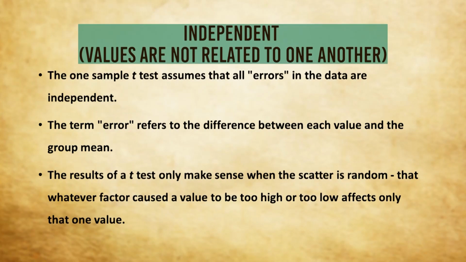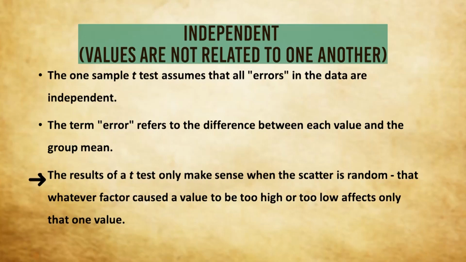Now, what do we mean by these errors? The term error refers to the difference between each value and the group mean. This is basically what we call errors. And the one-sample t-test demands that these errors are independently distributed, because the result of a t-test will only make sense when the scatter is random.